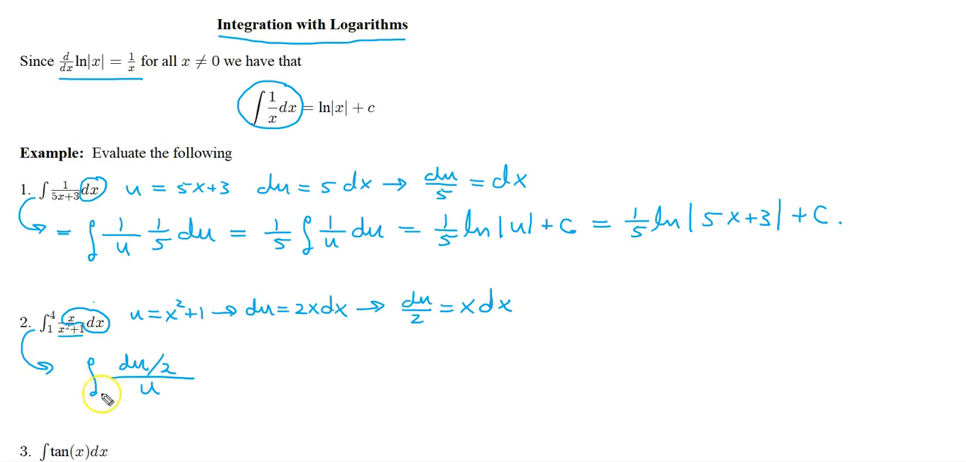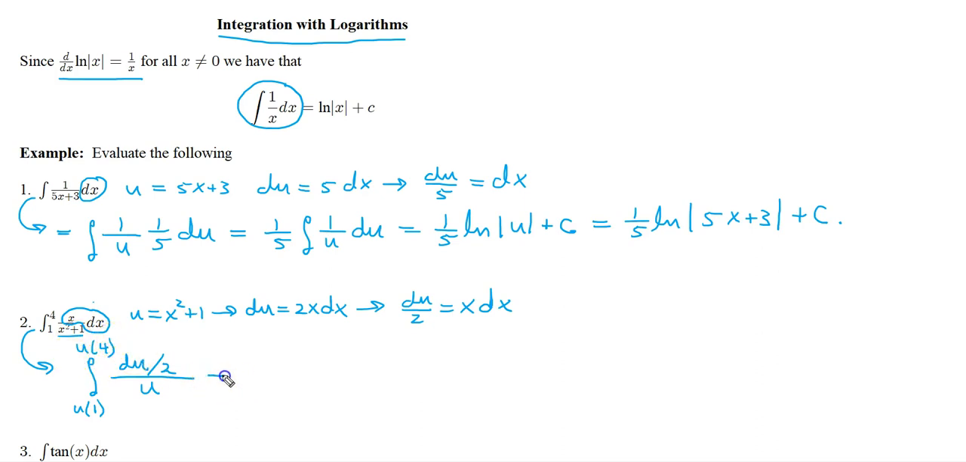Now what do our limits of integration change to? Well, if x is equal to 1, then u is going to be 2. So what we have to do is actually put u of 1 right down here in the lower limit, and we put u of 4 in the upper. So u of 1, if I put 1 in here for x, I get back 2, and if I put 4 in here for x, I'm going to get back 17.